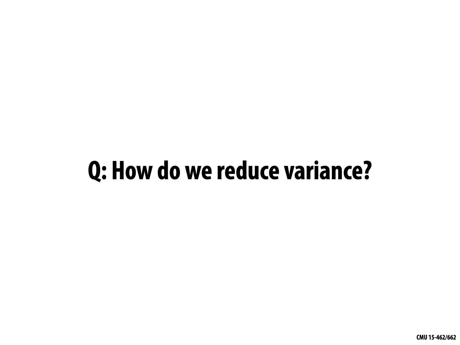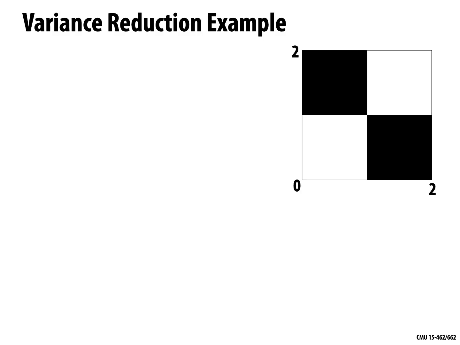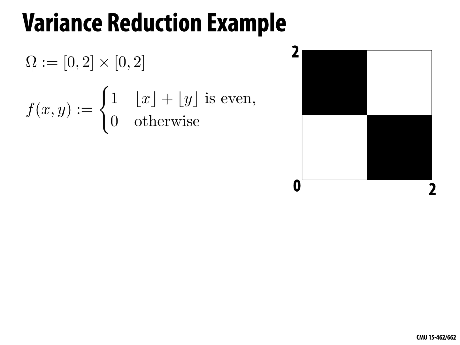Well, let's go through a really simple example. So let's consider a region of the plane, omega, just the interval [0, 2] cross [0, 2]. And we're going to put a function on that region, f(x, y), which is equal to 1 if the floor of x plus the floor of y is even, and 0 otherwise. So it just looks like this checkerboard pattern on the right. Okay? And then we're interested in the integral of f(x, y) over omega.